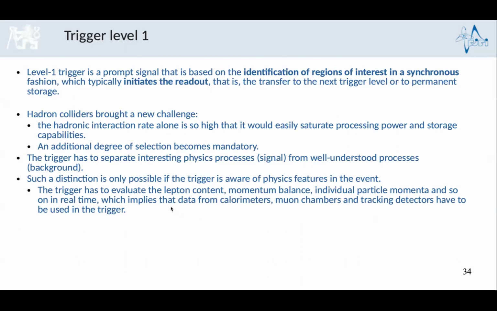And that is, for example, evaluating lepton contents, momentum balance, individual particle momenta, and so on, no? And that means that you will take data from the detectors, different technologies, calorimeters, muon, tracking, and triggers, etc., etc. And that is to add an extra layer, like a higher level of trigger, to have cleaner, more quality data.